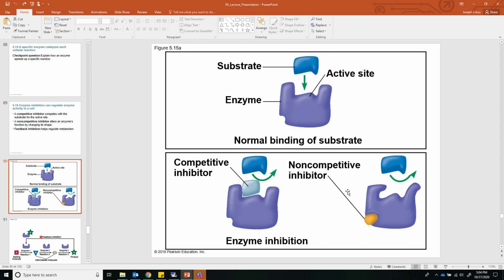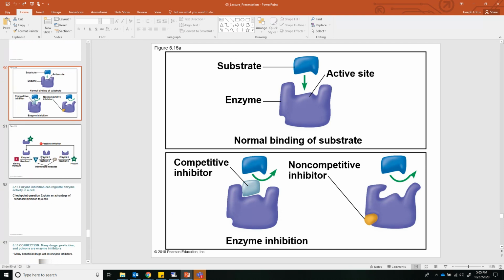So non-competitive inhibitors are also blocking enzymatic action, but they're blocking it in a different way. Instead of directly blocking the active site, they change the active site so that the substrate can't bind anymore.